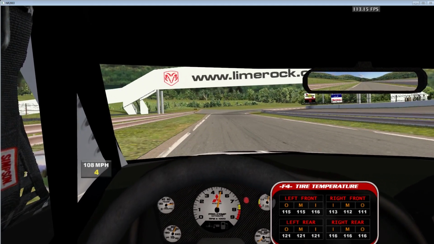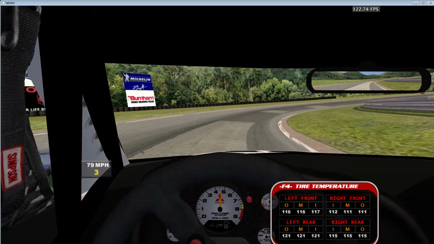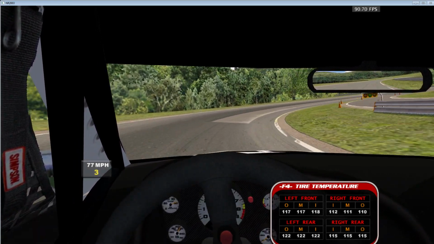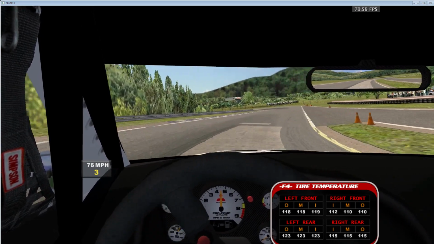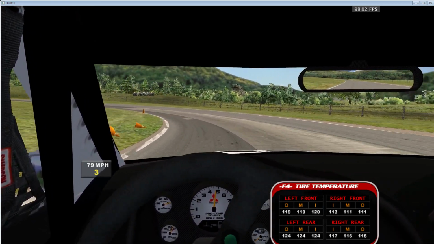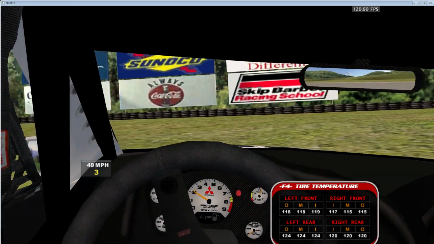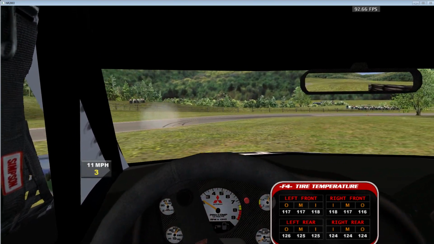This turn is tricky. You could spin out here even in a little Honda. Anyway, where was I? I kinda lost myself there for a second. You're gonna have to excuse me, because I'm not that good at multitasking. And there goes the Honda.